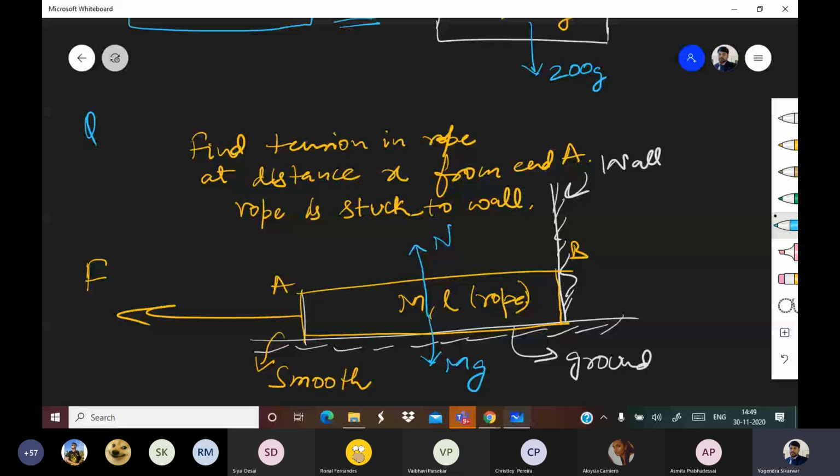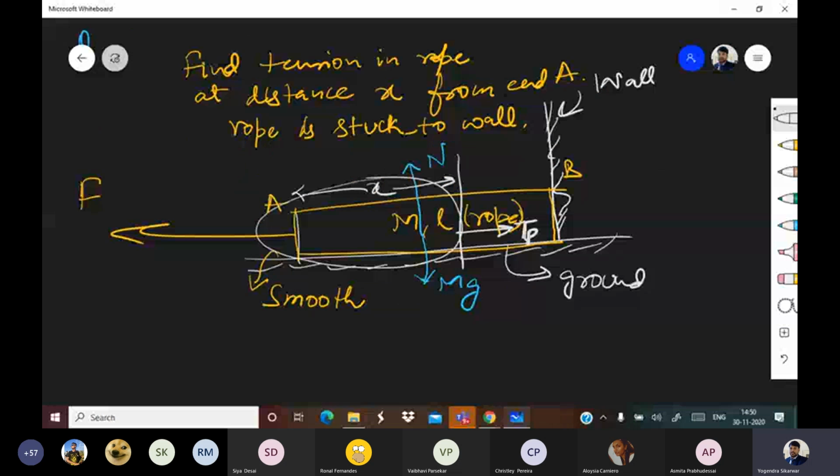If the tension here at P is TP, what you can see is F minus TP is equal to 0 because the rope is not accelerating at all. The rope is not accelerating at all, right? Now the question is, how much is the value of TP?